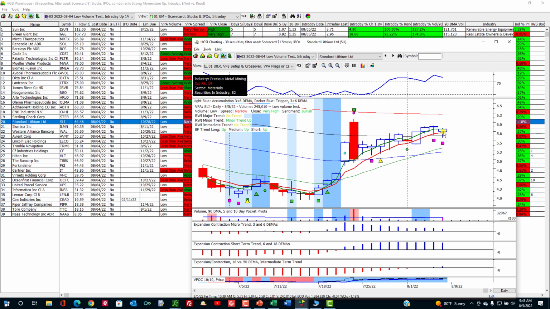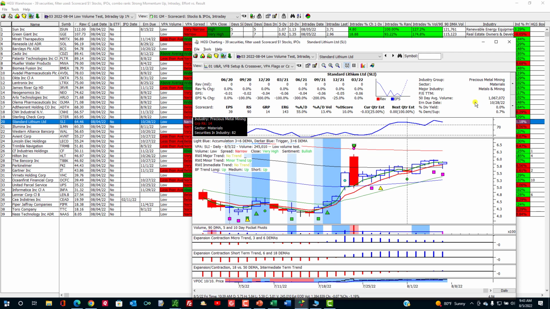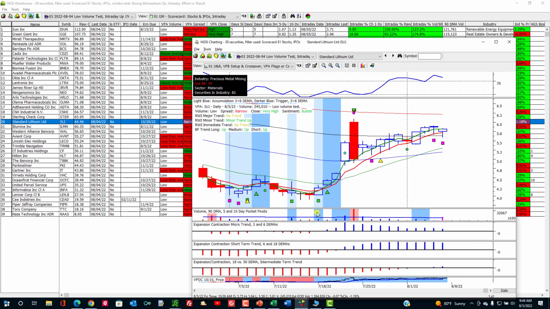Good example. What do we have? A low volume test. It opened here, traded down in the weak market, and now buyers are stepping up. These are two low volume tests in a row. What about earnings? The earnings are out. You can see nothing too impressive. Precious metal and mining. But the chart is nice.